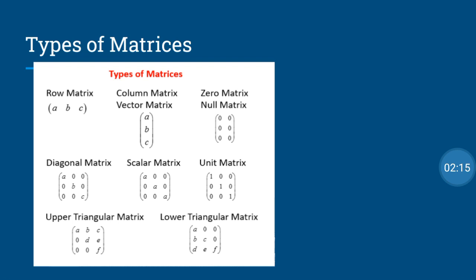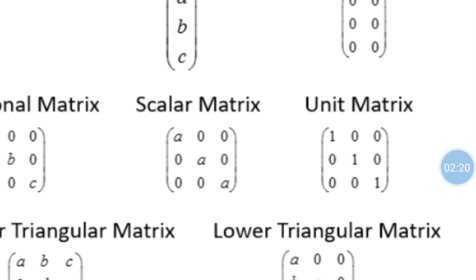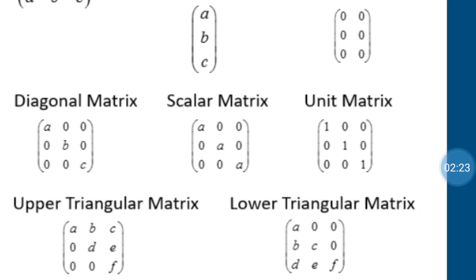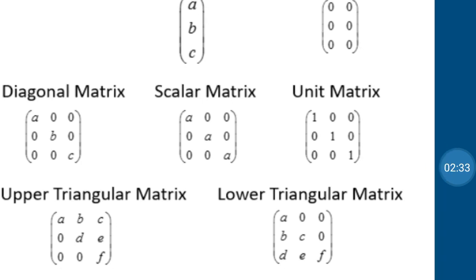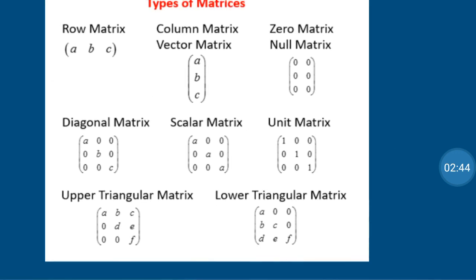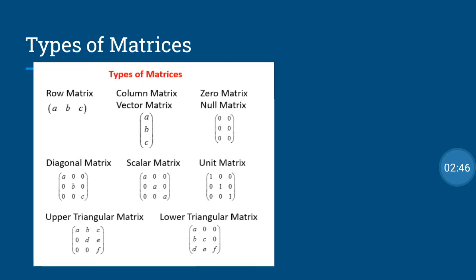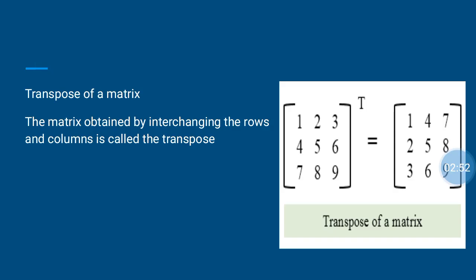called a unit matrix. If there exist elements in the upper triangle, and if the elements below the diagonal are 0, then it is called an upper triangular matrix. And similarly, if above the diagonal the elements are 0, and below the diagonal elements exist along with the diagonal, it is called a lower triangular matrix. These are only a few types of matrices which we have discussed.